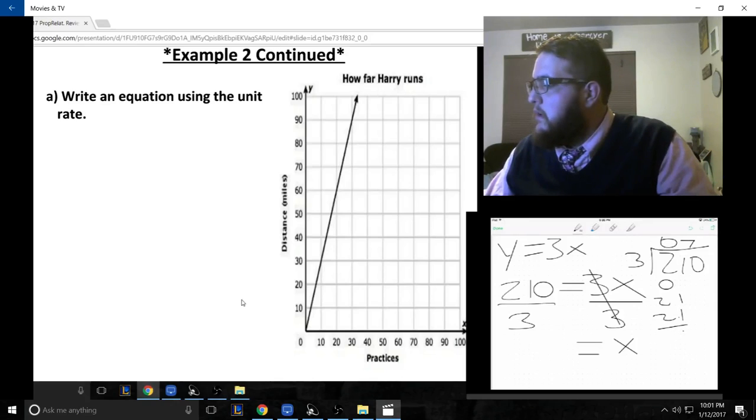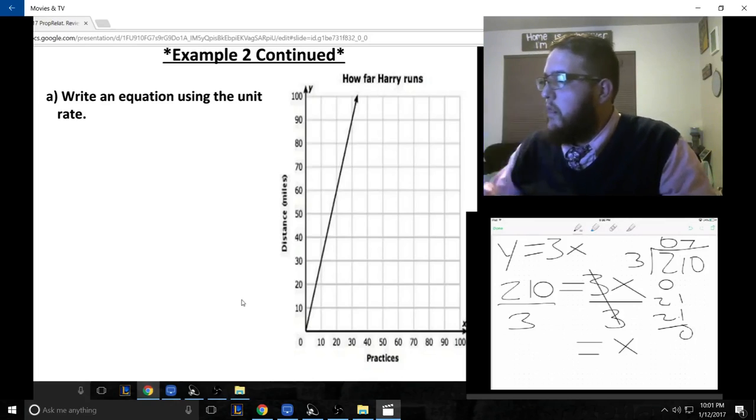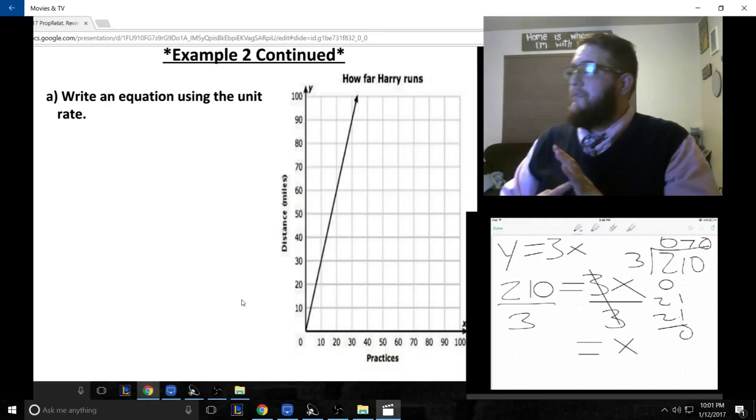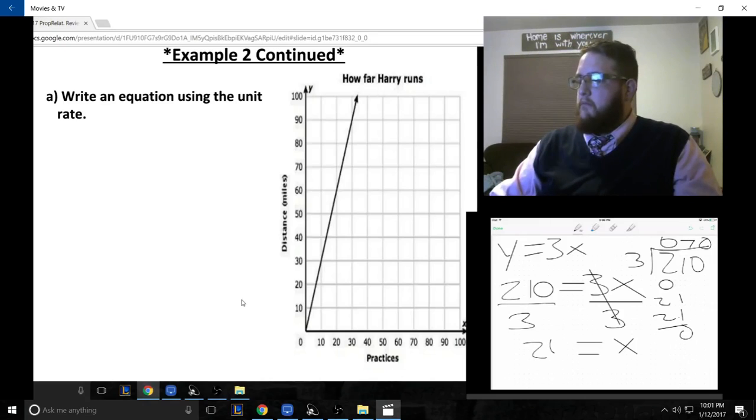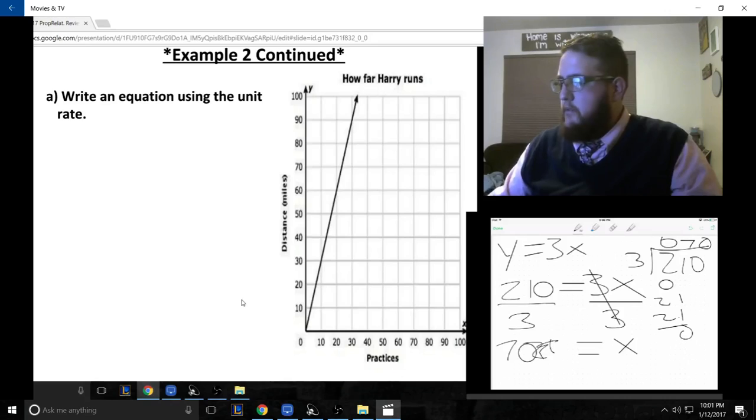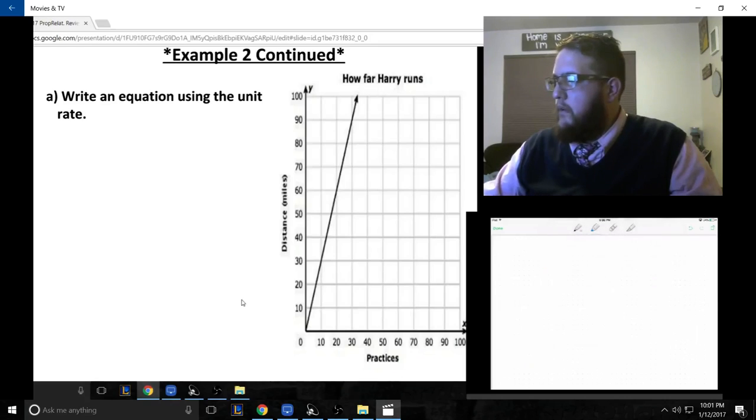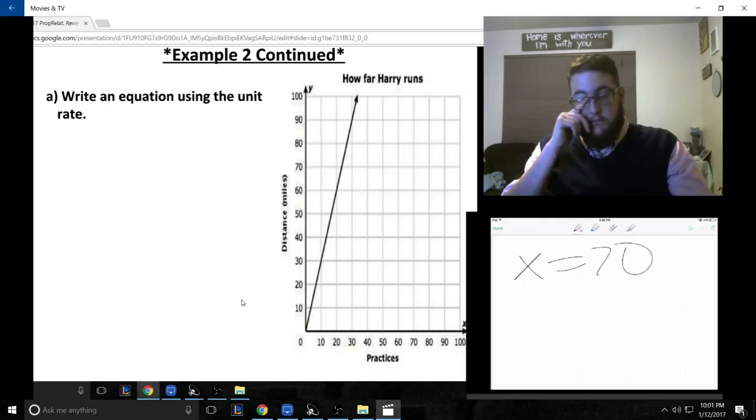Anyway, 7 times 3 is 21. 21 minus 21 is 0. And we've got the 0 left to move up top. So 210 divided by 3 is 70. X equals 70.